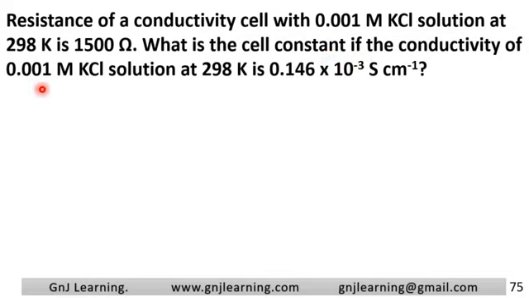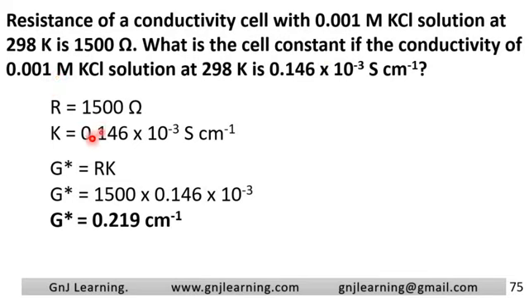The conductivity of the same solution at the same temperature is given as 0.146. So this is a solution of known conductivity, and its resistance is found out using the Wheatstone Bridge. Now what I have to find out is G star. Resistance is known, conductivity is given, and I found G star as 0.219 centimeter raised to -1. So that is its cell constant. Once the cell constant is known, I can use this to find out the conductivity of solutions whose conductivity is not known. Let's see.